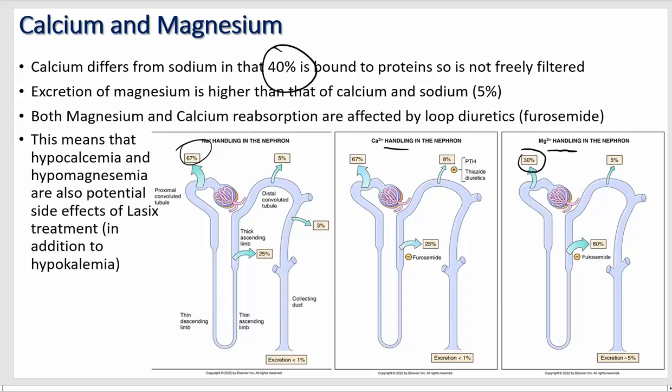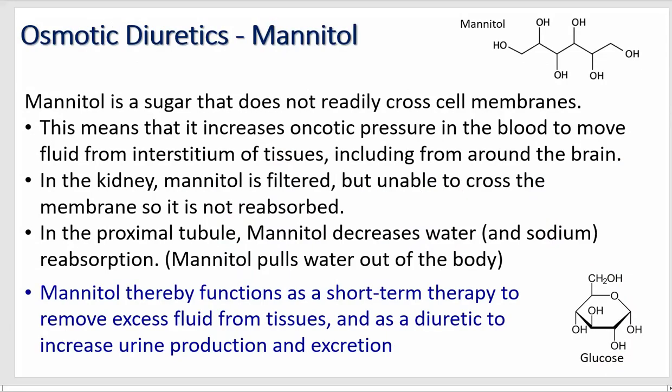So magnesium levels are probably something to watch. Same with calcium, but maybe not to the same degree. So both magnesium and calcium reabsorption are affected by these loop diuretics, furosemide or Lasix. And so that means that hypocalcemia and hypomagnesemia are potential side effects of Lasix. If you don't have that reabsorption, they're lost in the urine, and that's something you can see. Okay. All right. In addition to hypokalemia, we can't forget about potassium. It's mentioned 100 times.